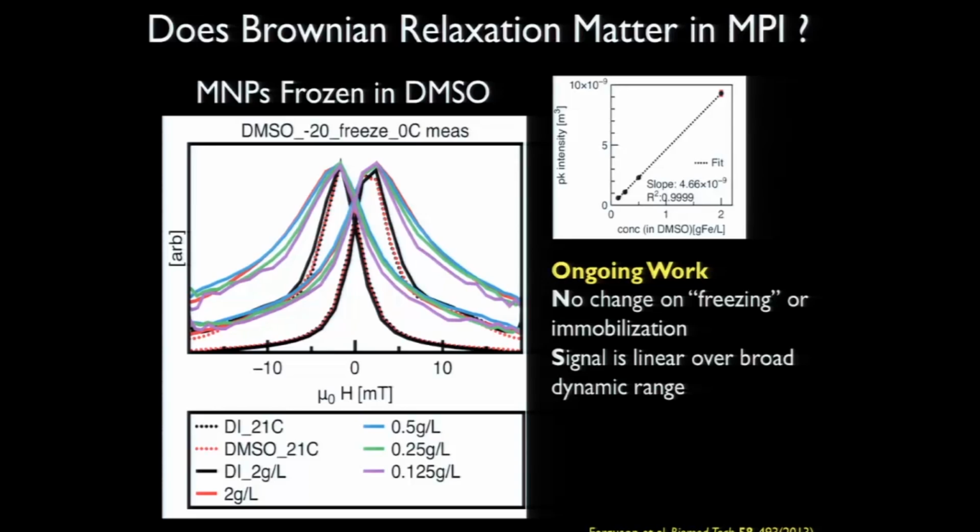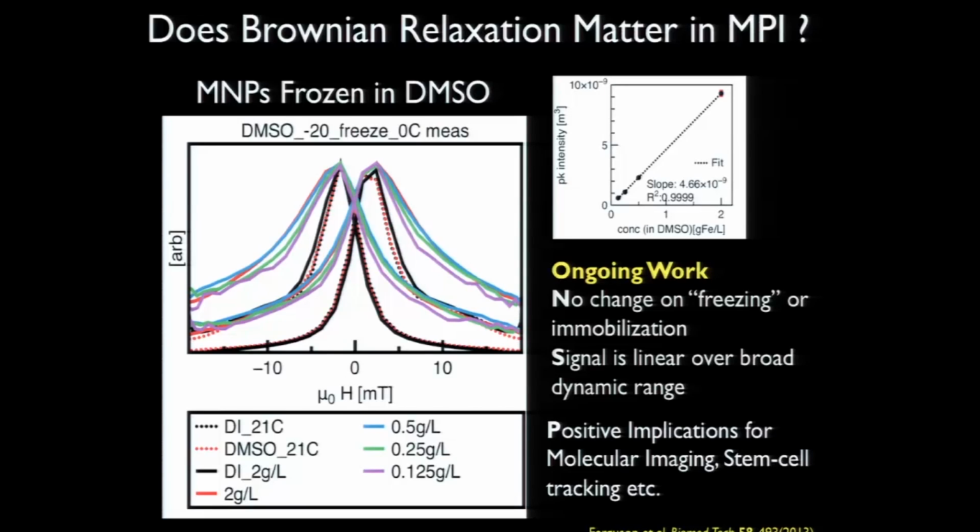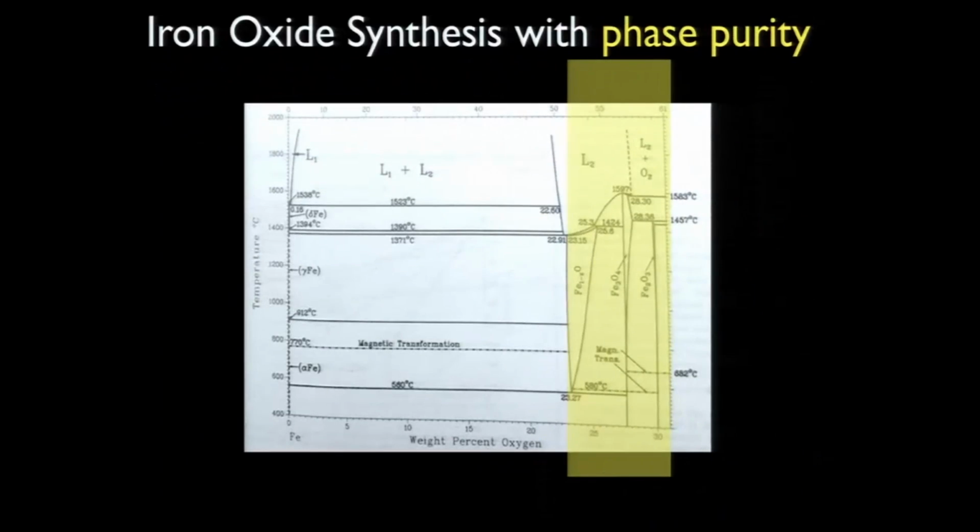and is linear over a broad range, and I think this has some very positive implications in terms of molecular imaging, stem cell tracking, and so on, because the Brownian relaxation provides very little contribution to the signal of these particles. So now that's the physics.